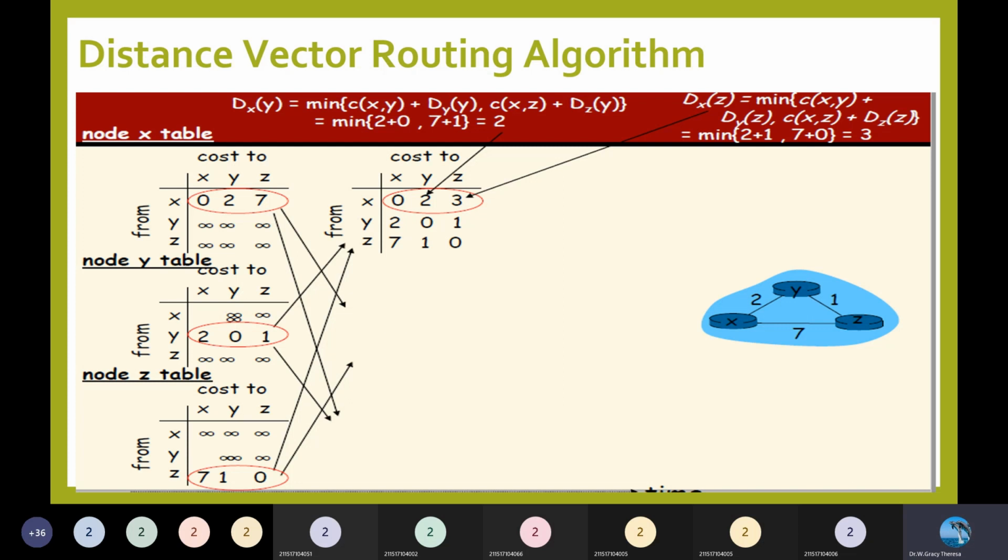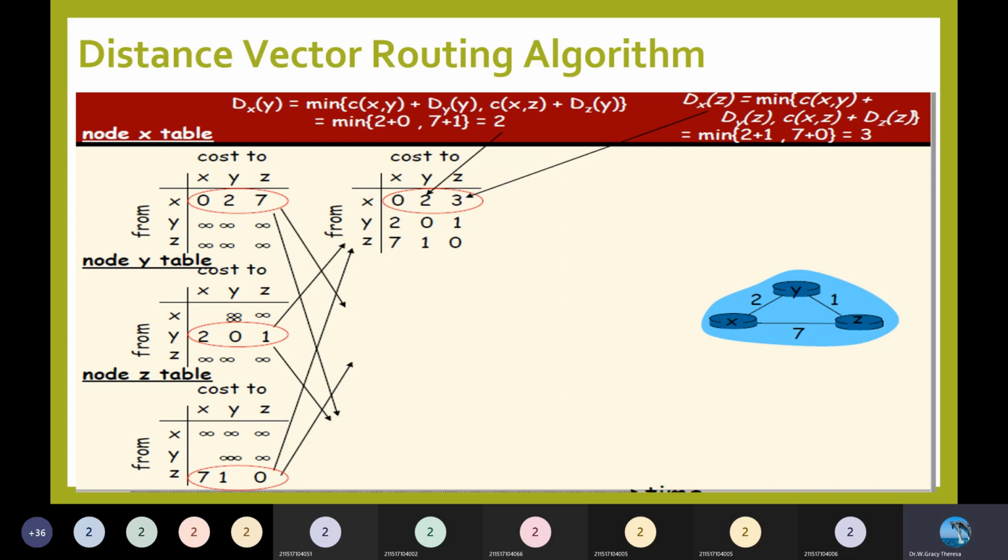If we solve this particular problem, we find that 2 plus 1 is 3 and 7 plus 0 is 7, and the minimum of 3 comma 7 is 3. So it is best. For the distance of x to z, we found that the minimum is 3. So the 3 is updated.